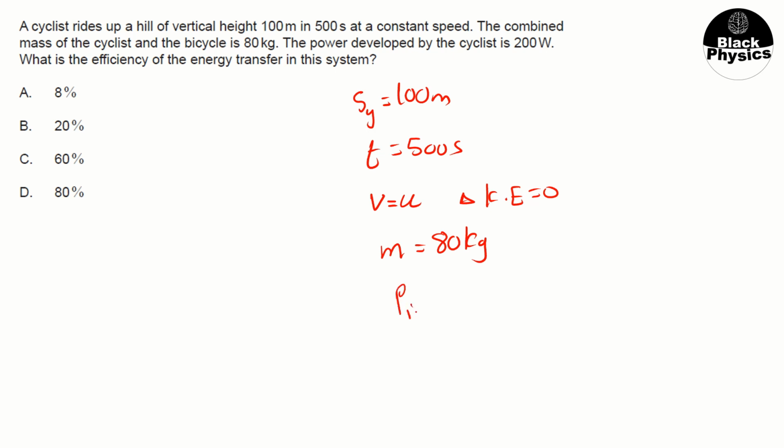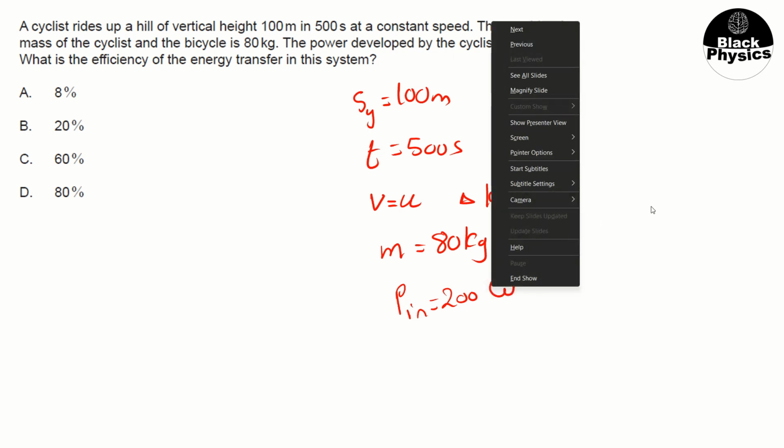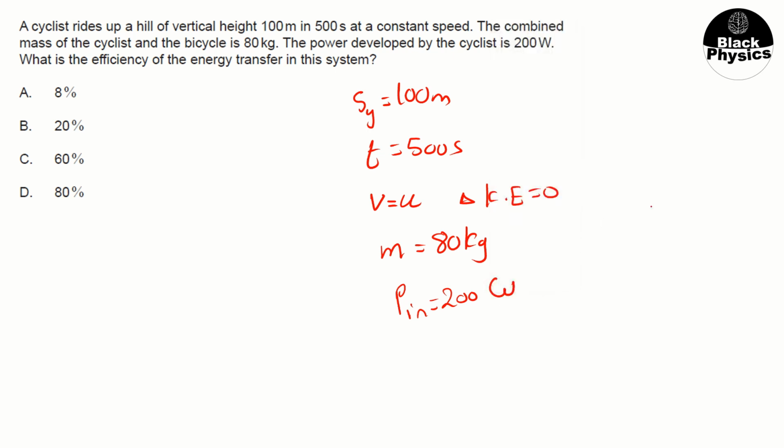This is power in, because it's the power generated by the cyclist to put himself up the hill at 100 meter height. So this is the power generated by the cyclist to create a potential energy. We need to find the efficiency of the energy transfer in this system.